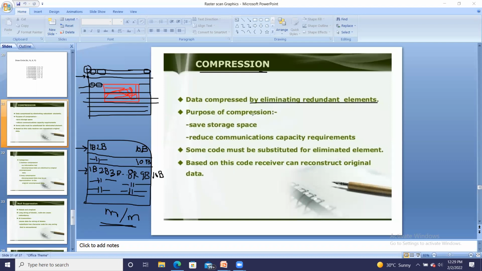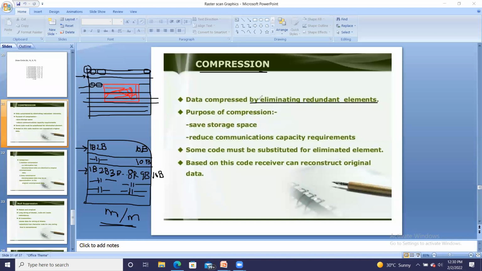So what are the purposes of compression? Just now we have seen: saving the storage space. The space required to store any particular file, we are going to save. Then, reduce the communication capacity requirement. When I want to send this file from one machine to another, it will reduce the communication capacity requirement. So these are the 2 benefits of compression. Some code must be substituted for eliminated elements. So here we have to replace the codes.